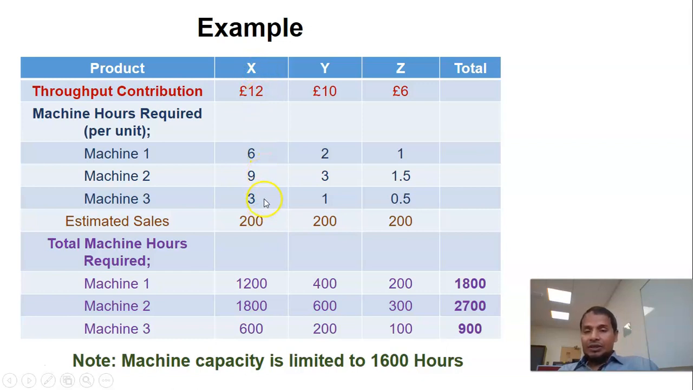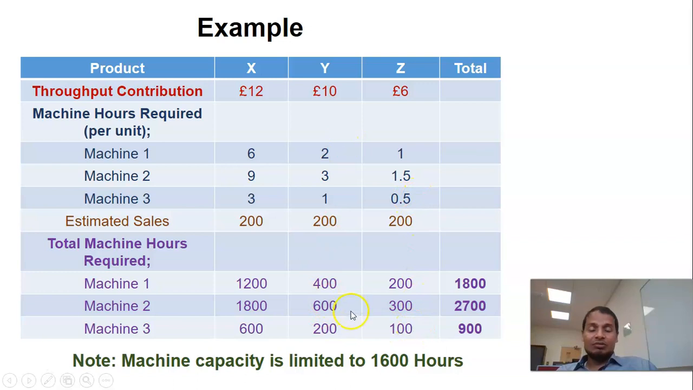And if you want to produce 200 units of X, you need 1800 machine hours in machine 2, because 9 multiplied by 200 is 1800. And 3 multiplied by 200 is 600 hours of machine 3 needed for producing 200 units of product X. Similarly, we can calculate for products Y and Z. So 200 times 2 is 400, 200 times 1 is 200, and 200 times 0.5 is 100.